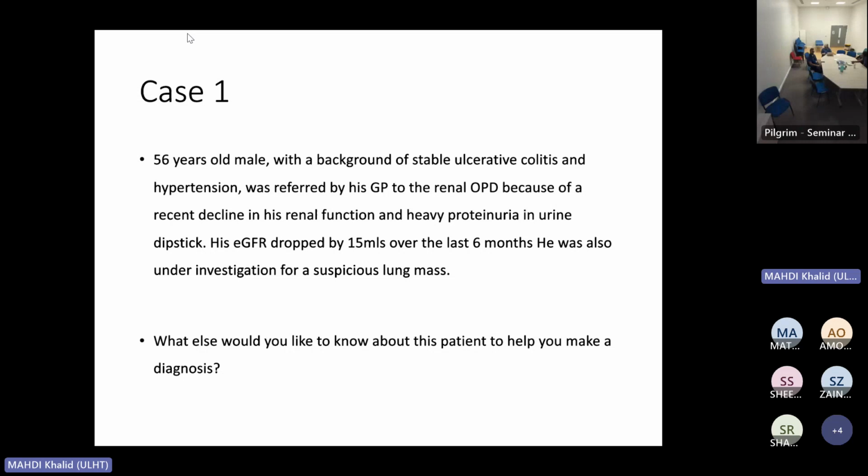So we get the fluid status, we get the bloods. Examination: we assess the fluid status, we assess the blood pressure, and we assess the kidney function and the blood. Dipstick test. I thought we'd already done that. Heavy proteinuria in urine dipstick.